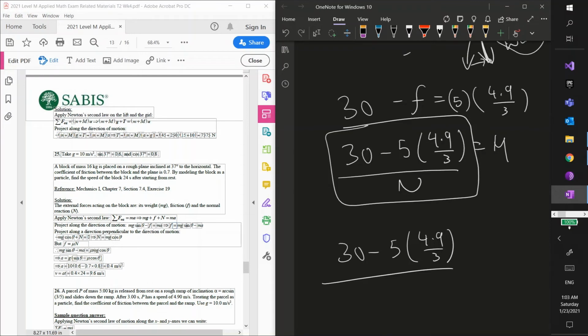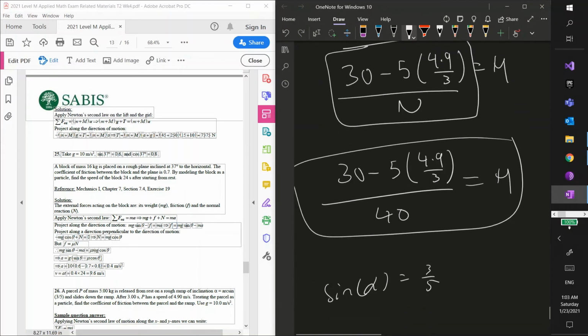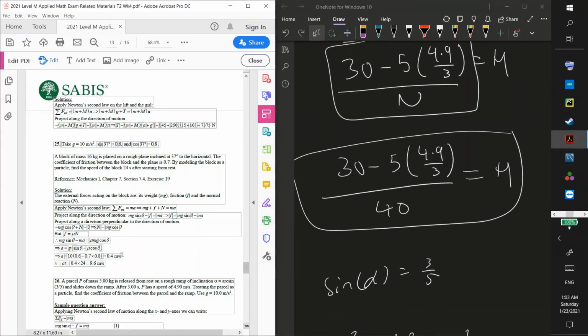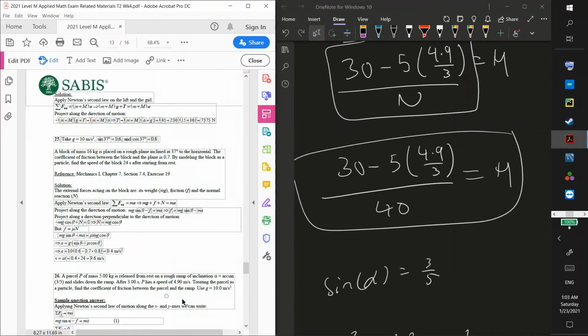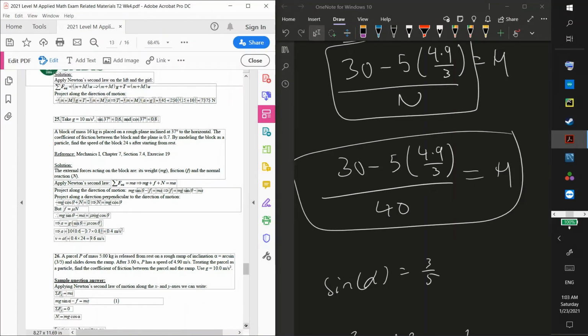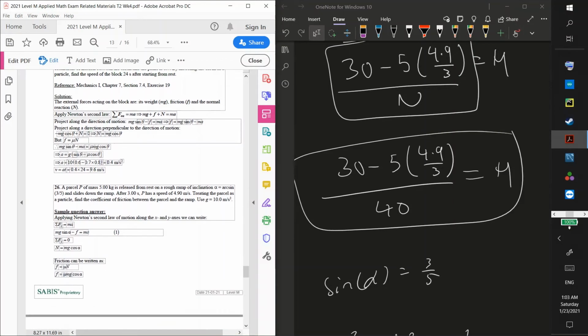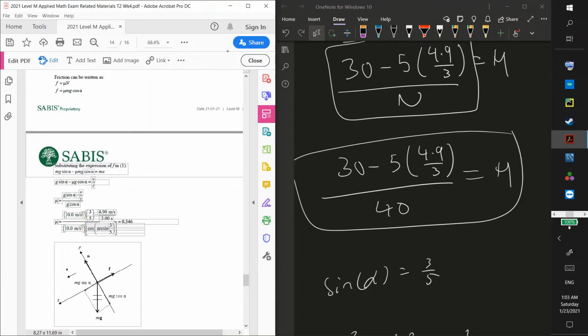So this is going to be equal to 40. And this is equal to mu. That's your answer. If you use a calculator, mu is how much? I'm not going to use a calculator. I'm just going to see what they got. They got 0.546, you know? So yeah, we're cool.